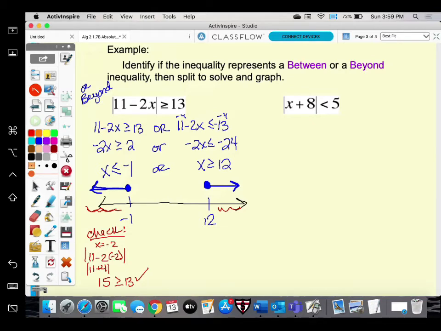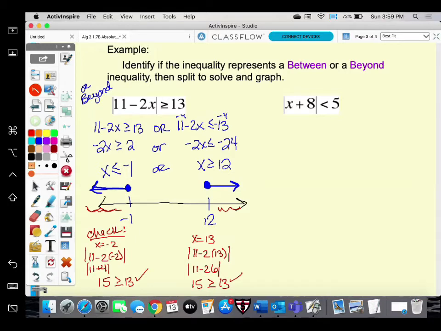And then I think we should do x equals 13. So 11 minus 2 times 13, 11 minus 26, that is -15, and the absolute value is 15, which is greater than or equal to 13. So they both check out.